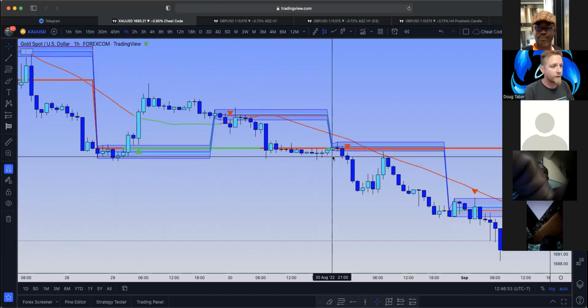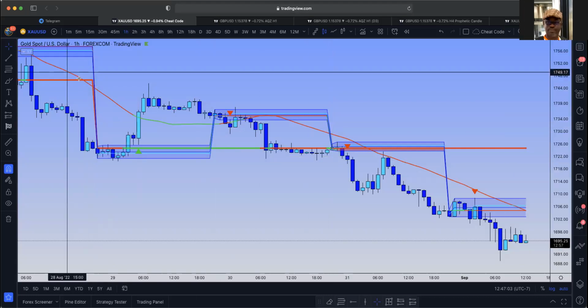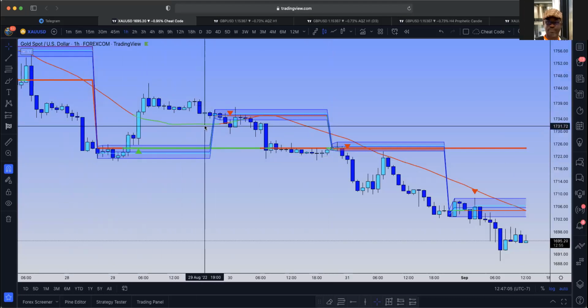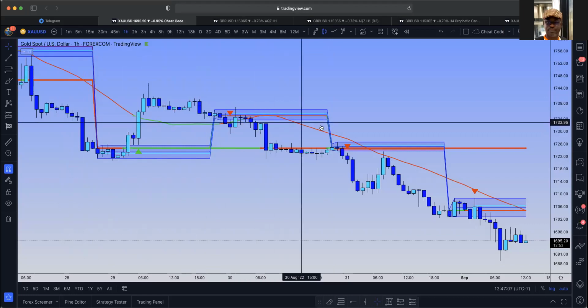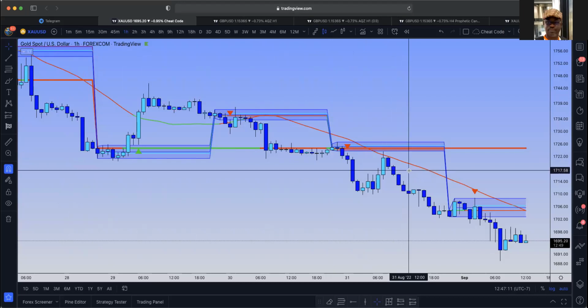Now, there are other internal conditions that need to be met in order for those signals to take place, being the trend moving average and different percentages of ADR that the market might be at any given time.